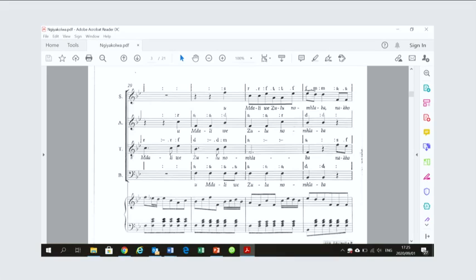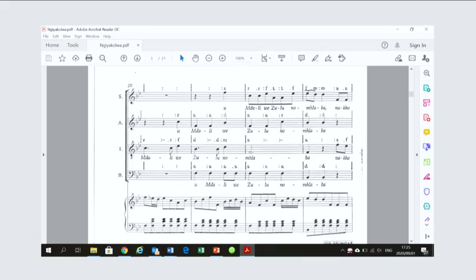Then, here is an example from that same piece. If you look at all of the voice parts now, you'll see that the soprano is doing something, then the alto voice is doing something different, the tenor voice is doing something different, and the bass voice is doing something different. This is called polyphony, or counterpoint. When you see a section like this, you know immediately that this is going to take longer to rehearse.